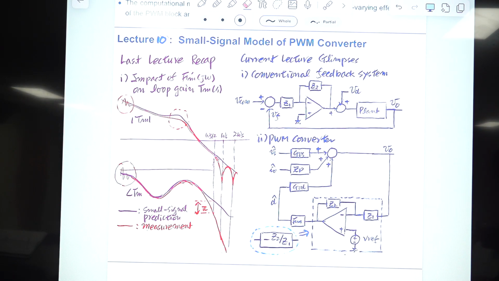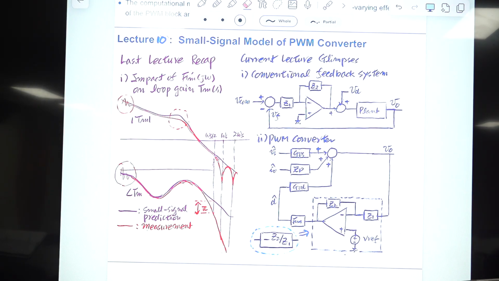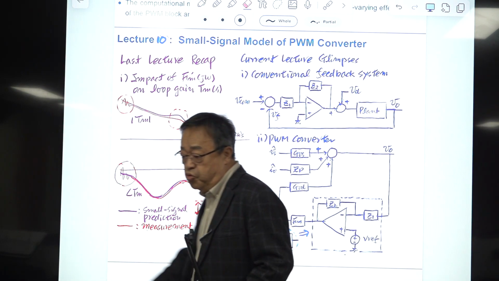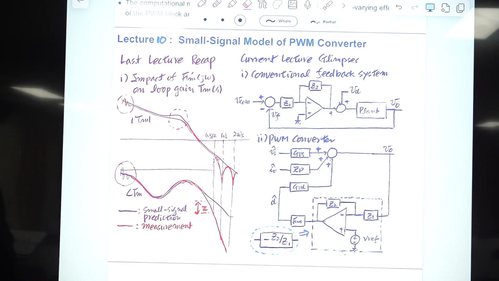No, there is no input port or the port corresponding to this, and you don't have this, which is called the summer. You don't have the summer here. Okay. Then what you have is this. This is the disturbance in the input voltage, and this is the disturbance in the load current, and D is the control variable, small signal change in duty ratio. Okay. And this is a small signal change in the output voltage.